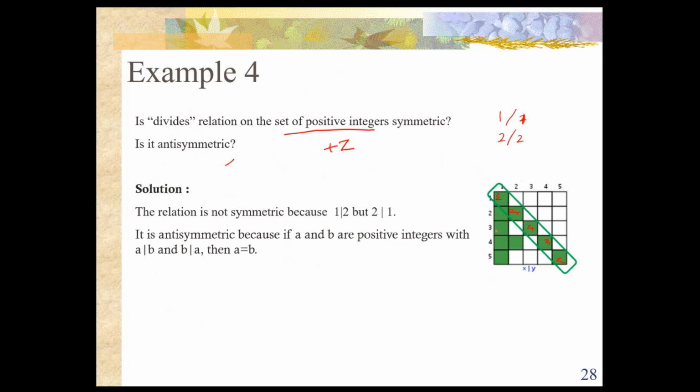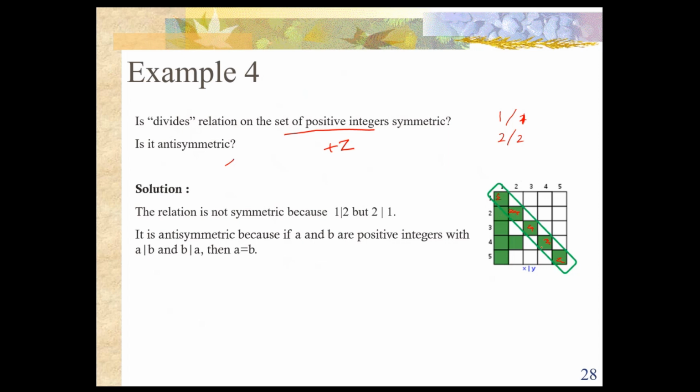3 can be divided by 1, cannot be divided by 2, but it can be divided by itself. Of course, it cannot be divided by 4 and 5. Then we repeat the same for number 4. 4 can be divided by 1, can be divided by 2, cannot be divided by 3, but it can be divided by itself. 5 can be divided by 1, cannot for 2, 3 or 4, but for itself. Now, having drawn this relation matrix, let us analyze.